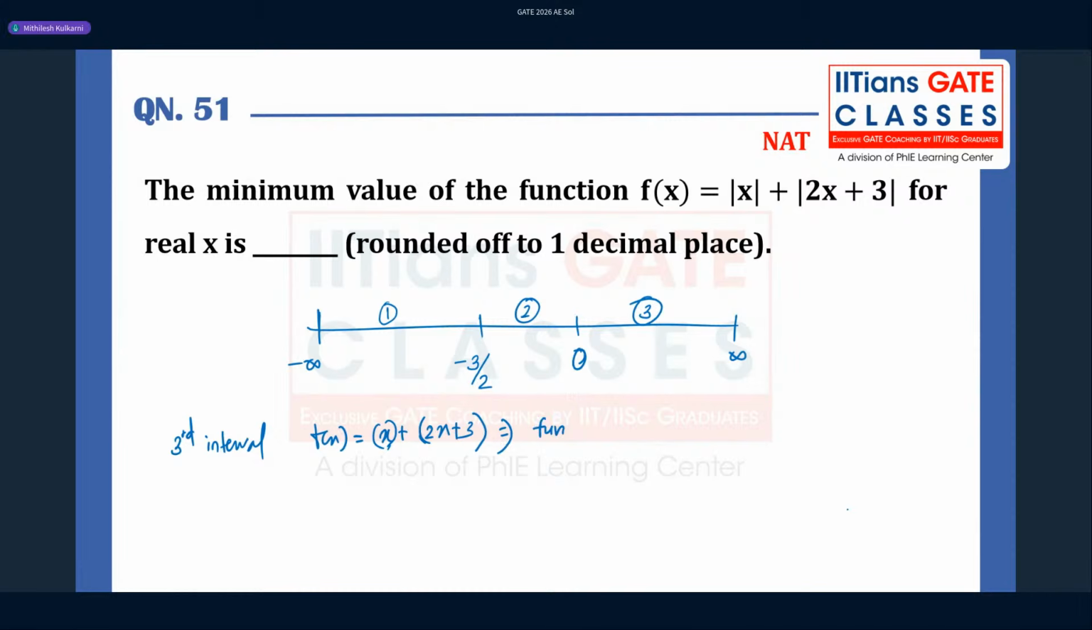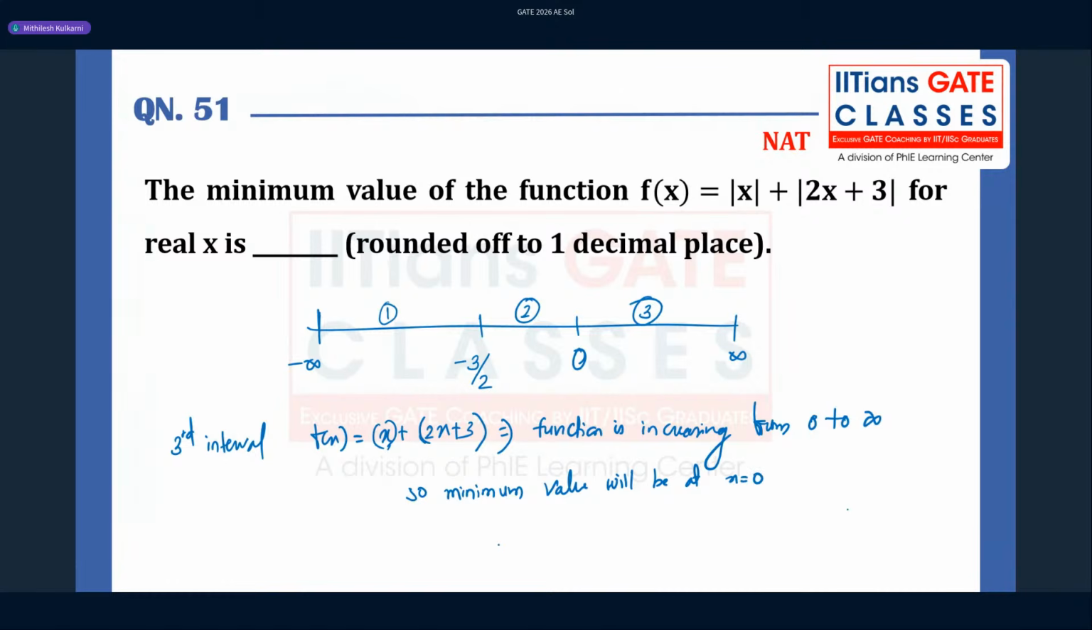Third interval, the function is increasing, right? Function is increasing from 0 to infinity, right? So the minimum value will be at 0, correct? So the minimum value will be at x is equal to 0.